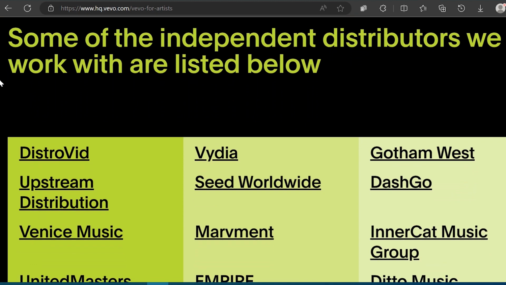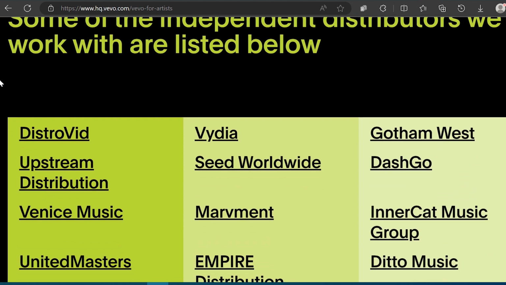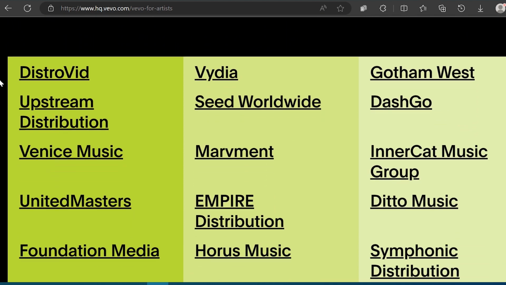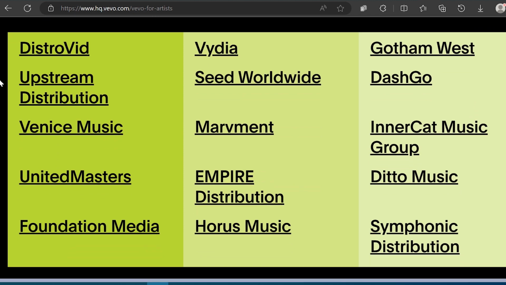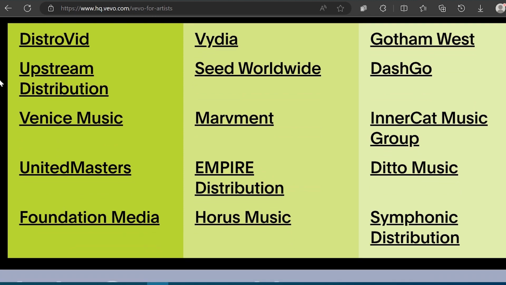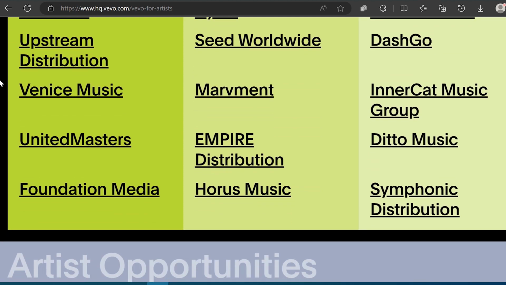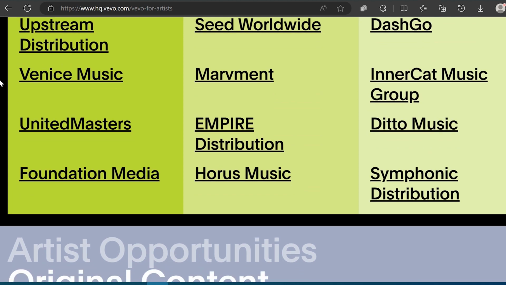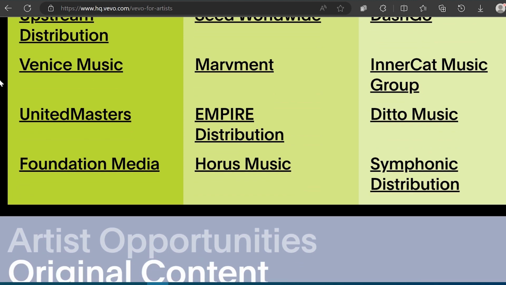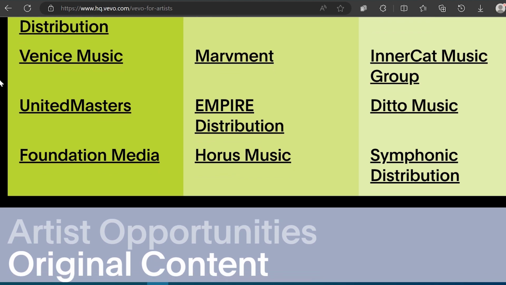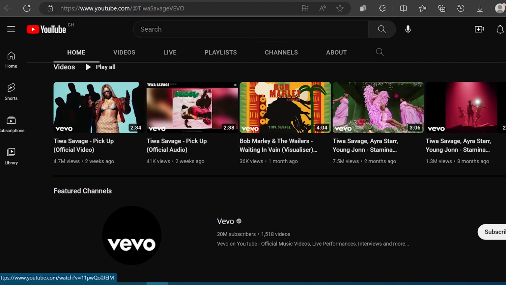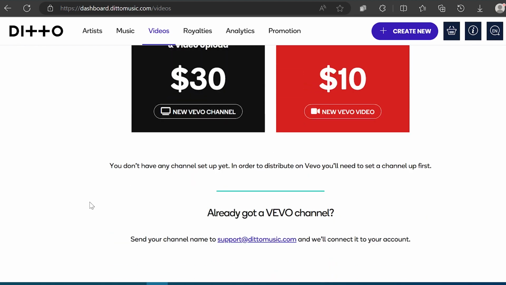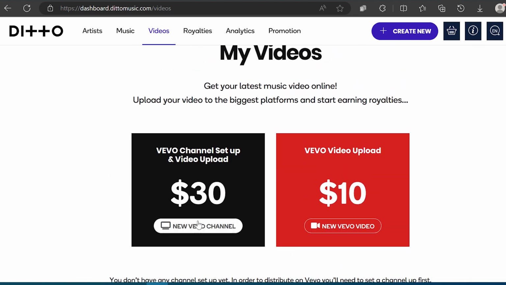Third, choose a distribution partner. If you are an independent artist or a label that doesn't have a direct VEVO partnership, you will need to work with a music video distribution partner. These partners specialize in distributing music videos to platforms like VEVO. Examples of such distribution partners include DistroKid, Ditto Music, and TuneCore. Research and select a reliable distribution partner that offers VEVO distribution services.